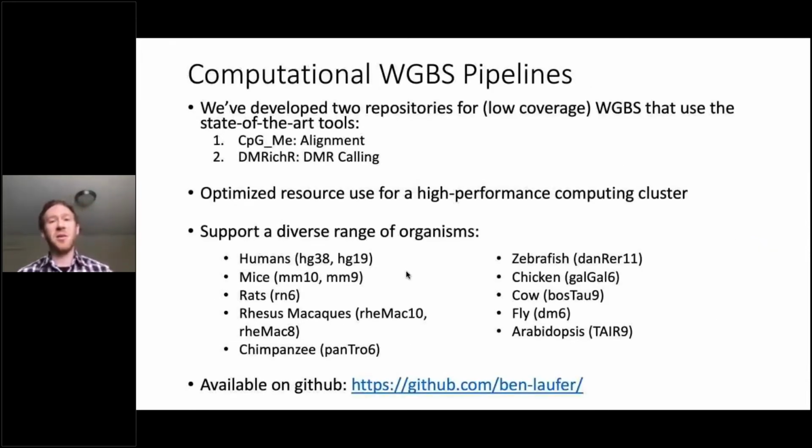Now, in order to analyze low coverage WGBS, our group has been working on a number of novel repositories to enable this that leverage a lot of the state-of-the-art tools and put them together in a nice way. And so the 2 that we've developed are CpGME, which is for the alignment of the data, as well as DMRicher for DMR calling. And these repositories are really optimized for use on a high-performance computing cluster. And they support a diverse range of organisms, including humans, mice, rats, rhesus macaques, chimpanzee, zebrafish, chicken, cow, fly, and Arabidopsis, and they're both available on my GitHub.